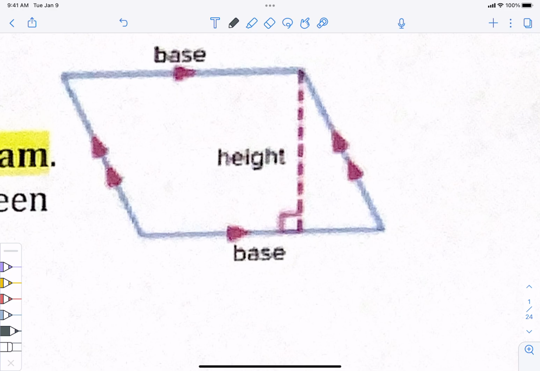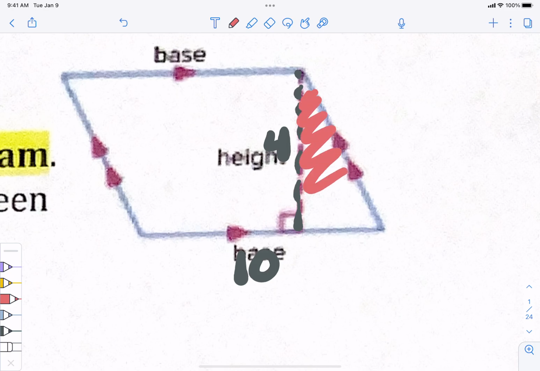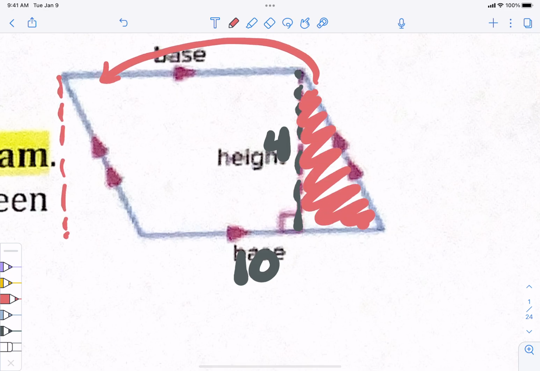Now, looking at this diagram right here, this is how you know that it's just base times height. So in a parallelogram, we have this going on. In the last example, we had that this bottom side was 10 and this was 4, this perpendicular up and down. Imagine that if I slice this little triangle off and move it over to here, it would make a perfect rectangle with a base of 10 and a height of 4. That's how that works. A parallelogram is the same thing as a rectangle would be.